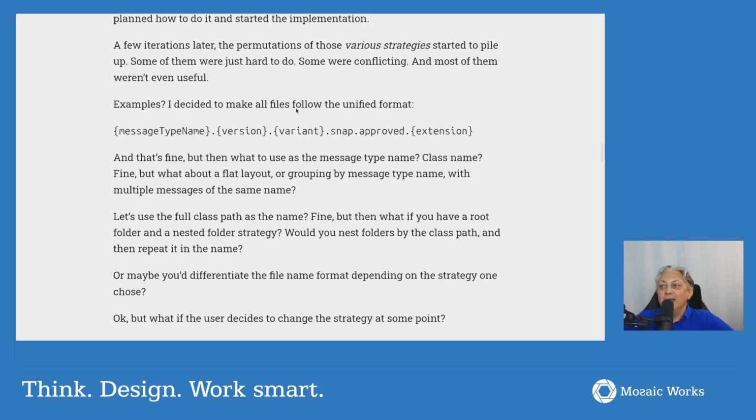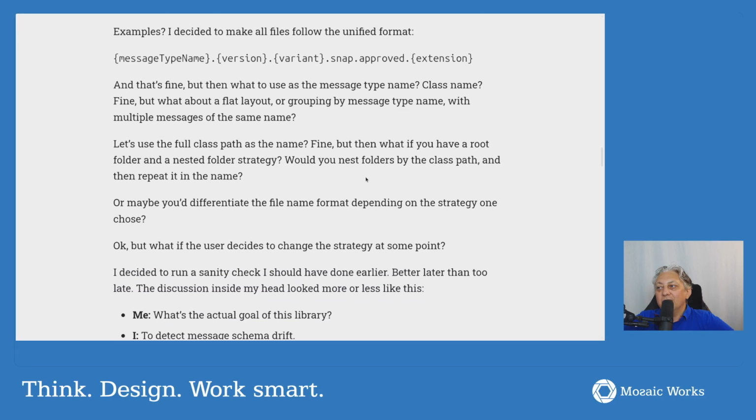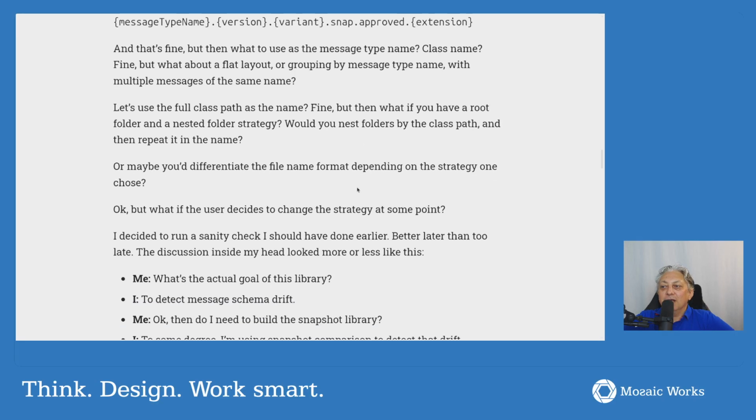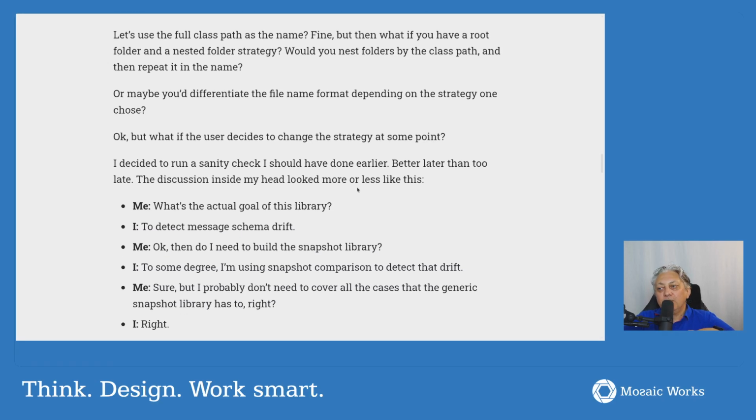Examples. I decided to make all files follow the unified format: message type name, .version, .variant, .snap, .approved, .extension. And that's fine, but then what to use as the message type name? Class name? Fine, but what about a flat layout or grouping by message type name with multiple messages of the same name? Okay, and so on. So basically, you get a bunch of complication, right?